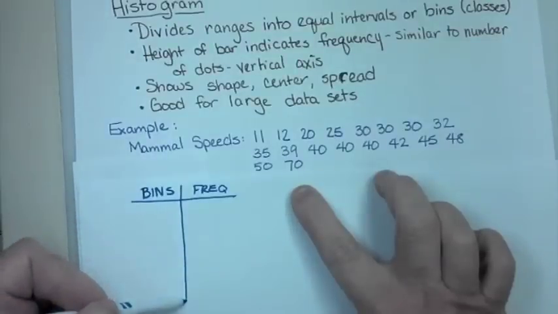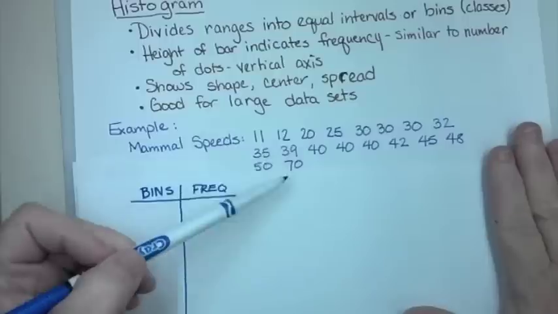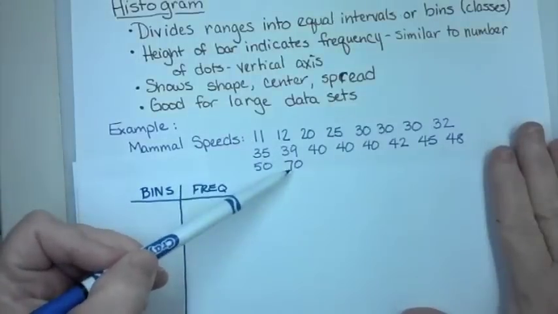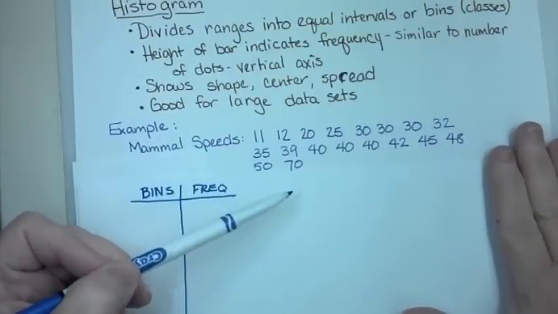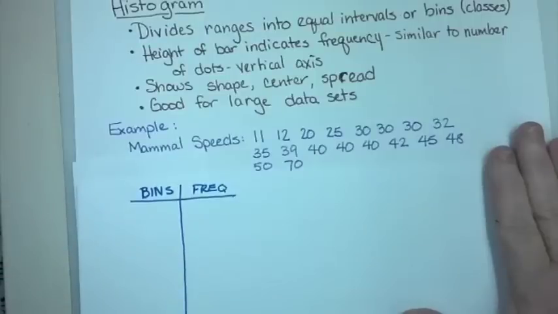And the way I do that, and there is no one right answer here, so if yours doesn't look exactly like mine, that's okay. The main thing is that you have bins that are of equal width, and they cover your entire range. So my range goes from 11 to 70, and that's about 60, and I want 5 or 6 bins. So I'm thinking breaking 60 into equal parts, maybe by 15.